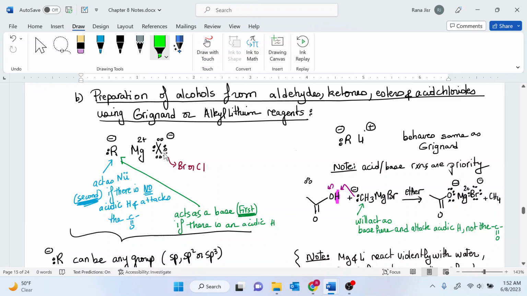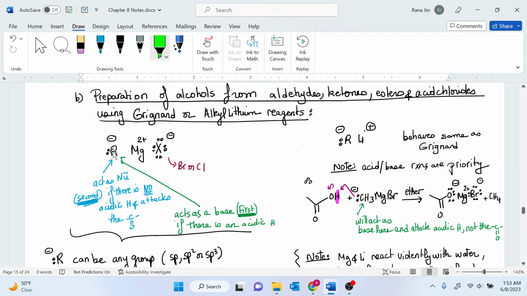Magnesium and the halogen. We've mentioned before that the bond between the magnesium and the halogen is ionic. But the bond between the R and the magnesium, this is covalent. But for simplicity, we are showing the charge on the R like that with a negative charge. But in reality, the bond is covalent. So there is a bond between the R and the magnesium. For the alkyl lithium, the bond is ionic and it is not a covalent bond. So this is the difference between the two, but both are very reactive.